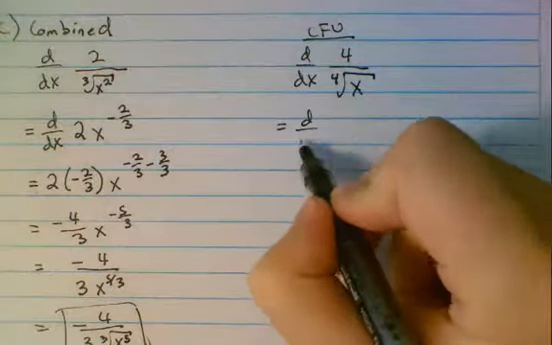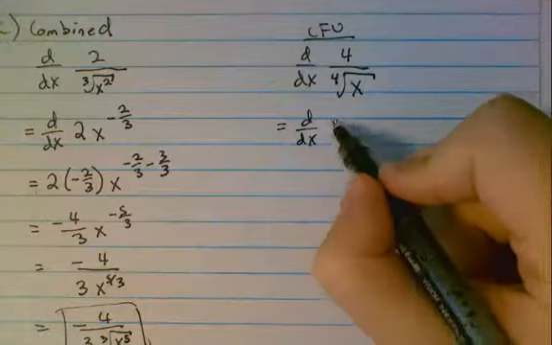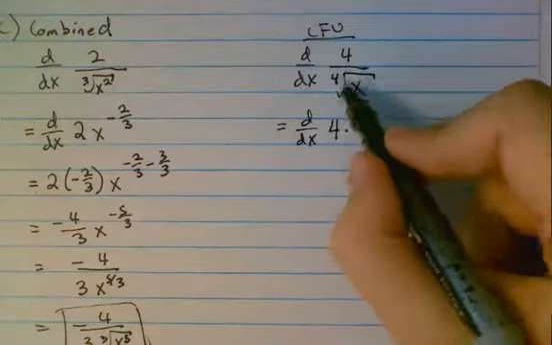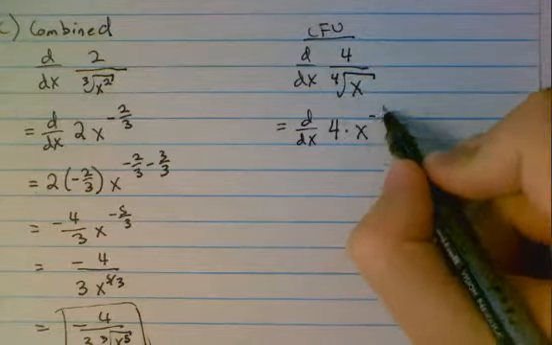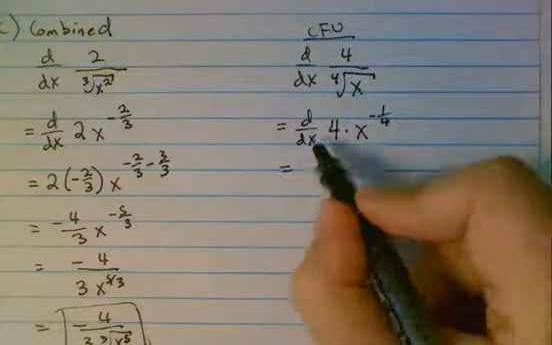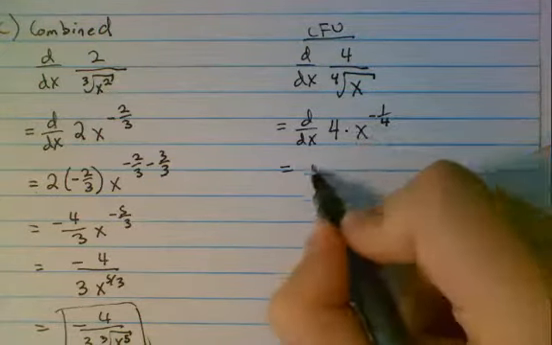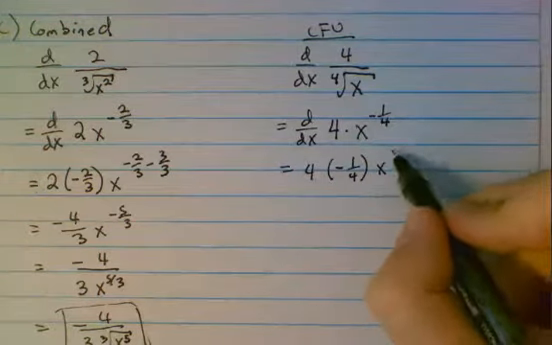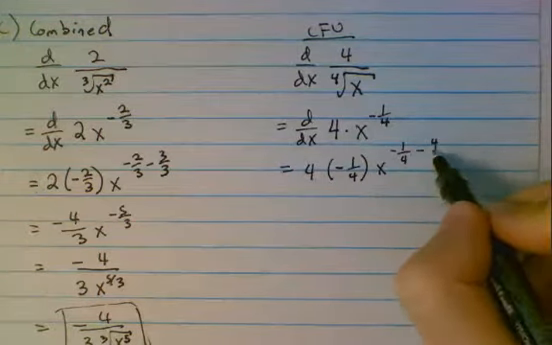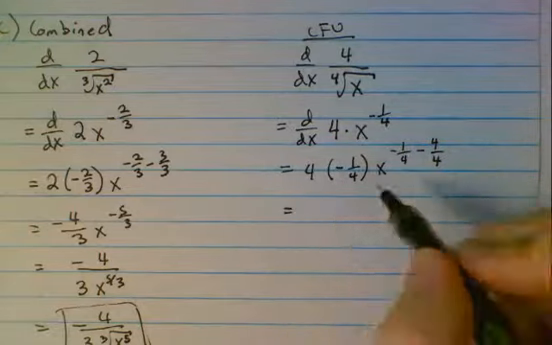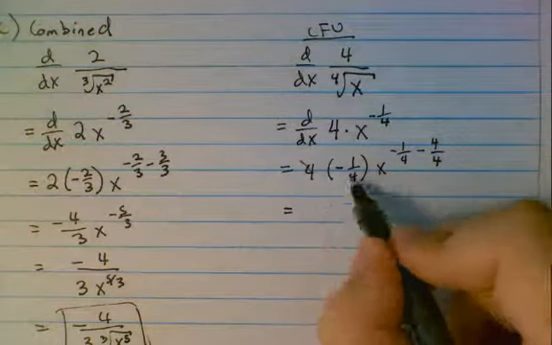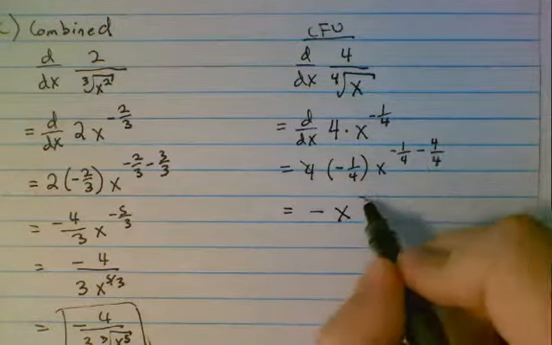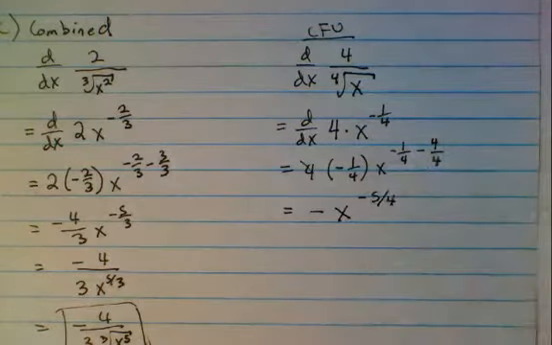Okay, first we rewrite it. This is x to the 1/4. It's in the bottom, so it's negative. Now we use that command to take the derivative. This is 4, negative 1/4. X to the negative 1/4 minus 1, which we're going to write as 4 over 4. So these 4's cancel out. We have negative 1x to the negative 5 over 4.